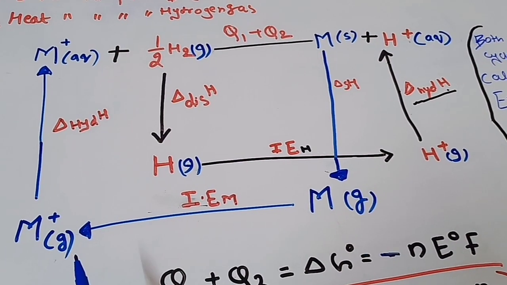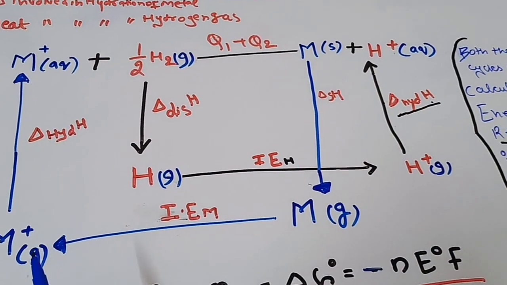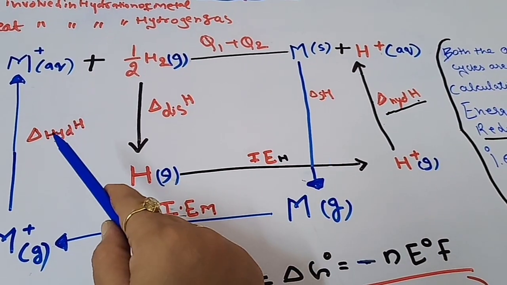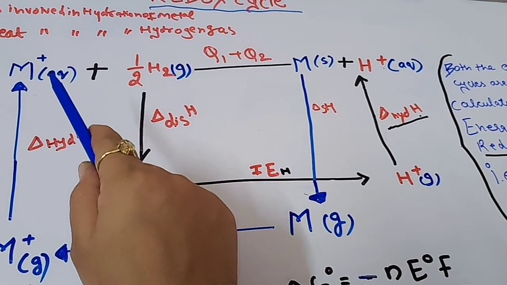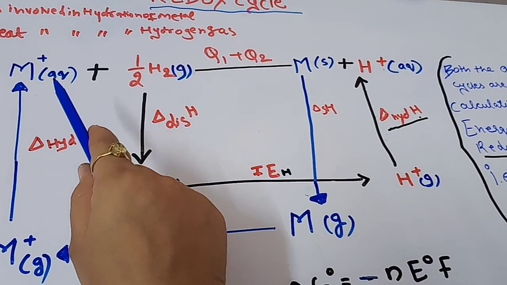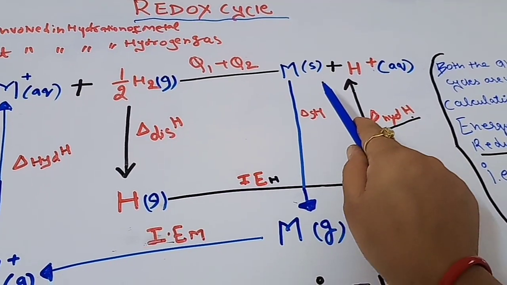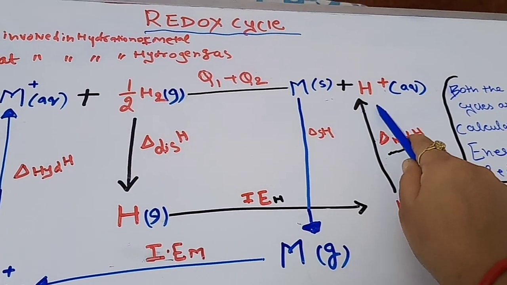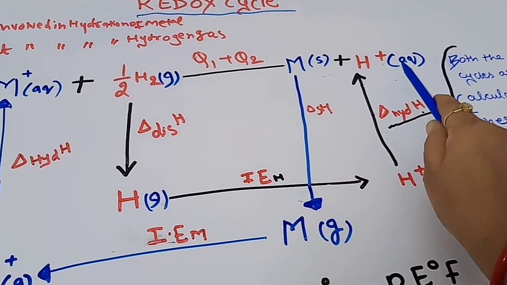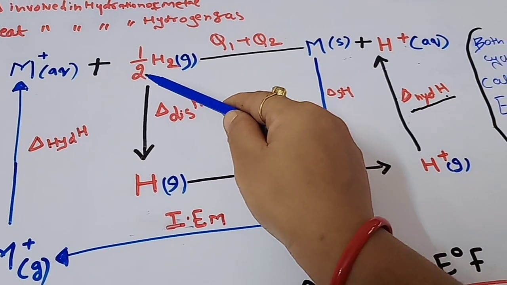When this gaseous metal cation interacts with water molecules, by evolving the heat of hydration, it gets converted to the metal ion in the aqueous state. When this metal ion in the aqueous state reacts with the hydrogen gas, they will give us the metal solid and the H plus ions in the aqueous state. So how are these H plus ions in the aqueous state formed? We can see this reverse cycle from here.